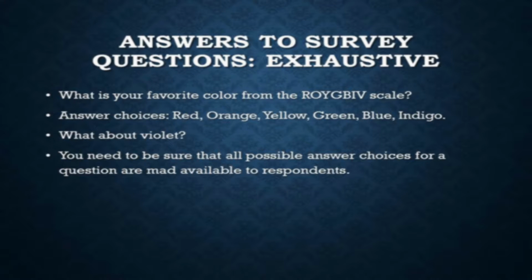Answers to survey questions. They must be exhaustive as well here. So, for instance, what we have here is a Roy G. Biv scale. For those of you who may remember biology, all of the colors that are out there in the rainbow. What is your favorite color from the Roy G. Biv scale? Answer choices include red, orange, yellow, green, blue, and indigo. What am I missing? I'm missing violet, of course, the last color. You want to be sure that you have all possible answer choices here when you are designing a survey.